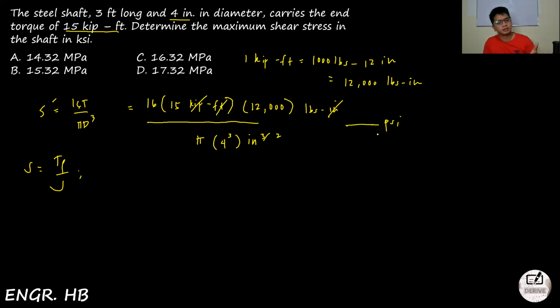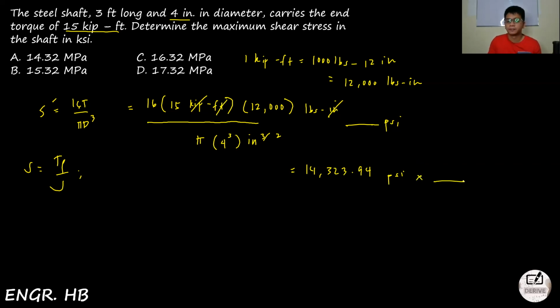So as you can see, the choices are in megapascal. But let's check first, because in some board exam problems the figure is correct but the unit is not. We'll check if we convert to megapascal whether the answer comes out, or if it comes out already in PSI. So this is a direct substitution: 16 times 15 times 12,000 divided by pi times 4 cubed, and that is 14,323.94 PSI.